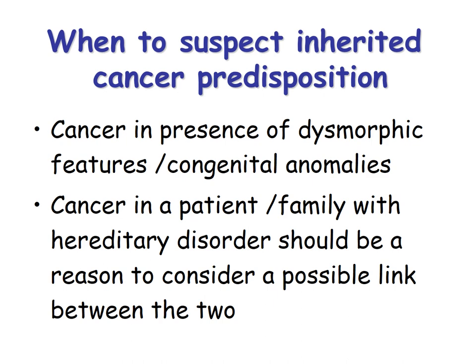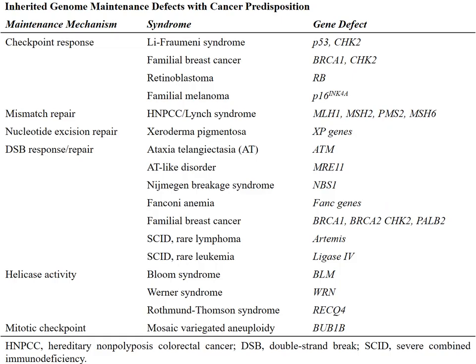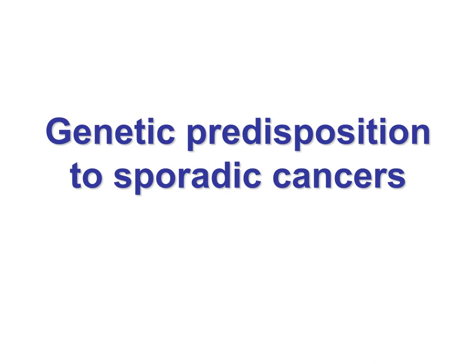Similarly, cancer in a patient or family with a hereditary disorder is also a reason to consider a possible link between that hereditary disorder and cancer, like multiple endocrine neoplasia, for example. So this table shows which cellular mechanism is affected, like maintenance mechanism here, along with the name of the syndrome and which genes are mutated. Okay, so that was about the familial or hereditary cancers due to inherited genetic risk.